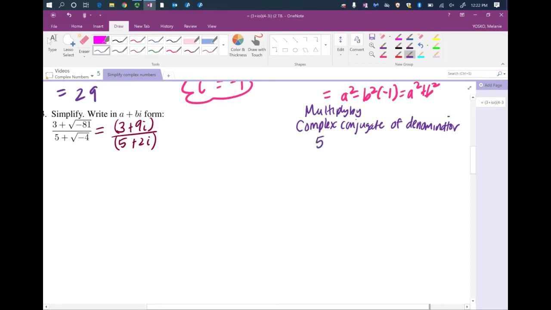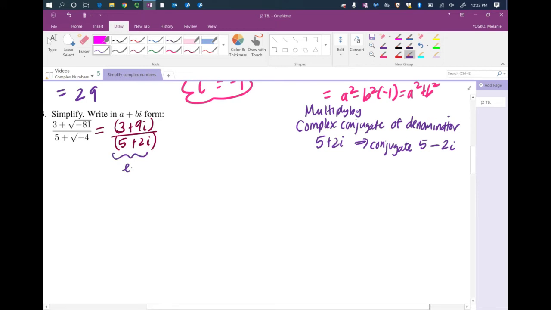Okay, so my denominator is 5 plus 2i. The conjugate of that means we keep the front the same, we keep the back the same, and we change the sign in the middle. So we're going to multiply through by 5 minus 2i over 5 minus 2i.